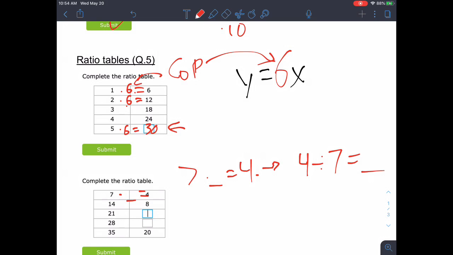And I talked a lot about how we can write division problems. 4 divided by 7, we could just write as 4/7. That means this is our constant of proportionality. That is ugly.